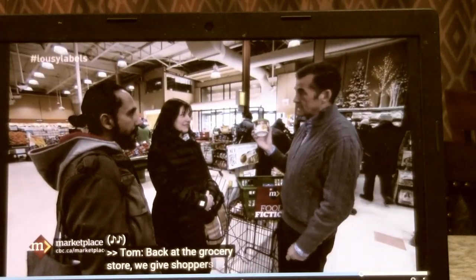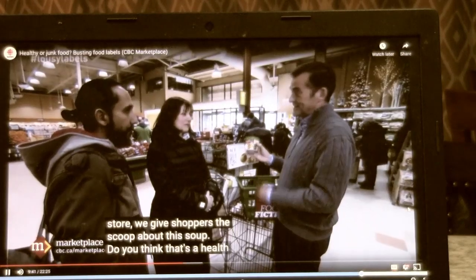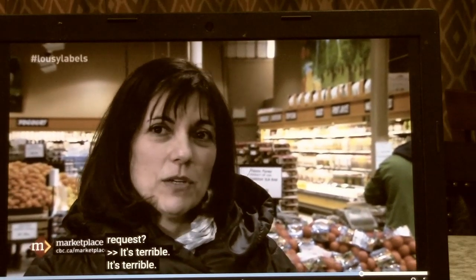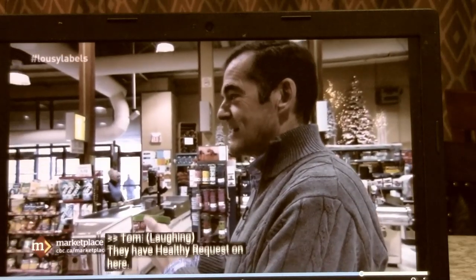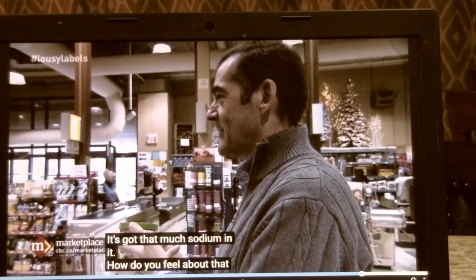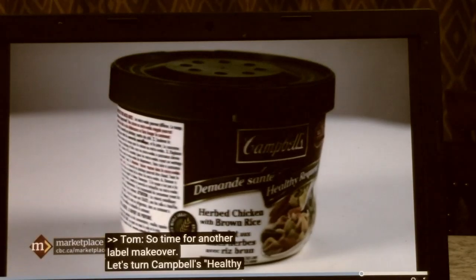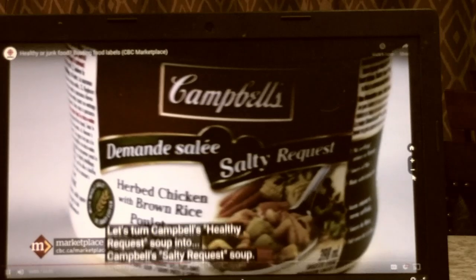Back at the grocery store, we give shoppers the scoop about this soup. You think that's a healthy request? It's terrible. It's terrible. I'd probably rather have the potato chips. They have healthy requests on here. It's got that much sodium in it. How do you feel about the claim? It doesn't seem healthy at all. So, time for another label makeover. Let's turn Campbell's Healthy Request Soup into Campbell's Salty Request Soup.